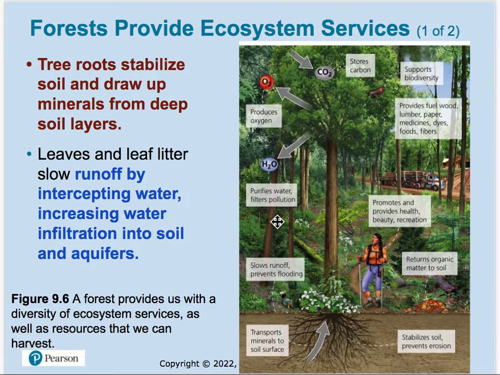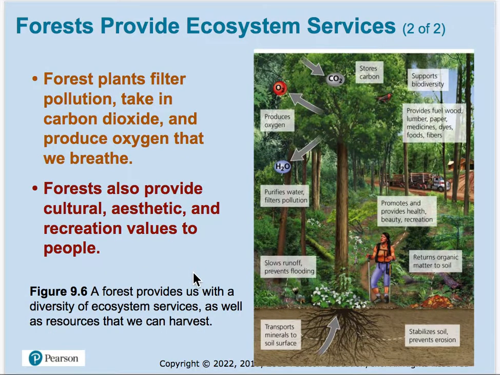So trees have a lot of purpose. They stabilize the soil and help draw up water. They will also intercept water, and leaves and leaf litter will slow it down on the way to a stream or river so that it can seep into the ground.